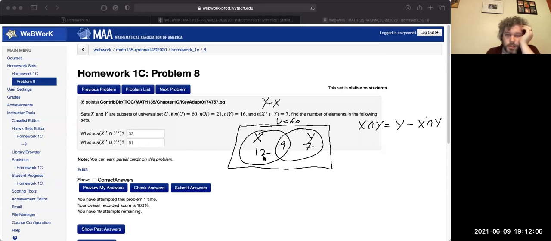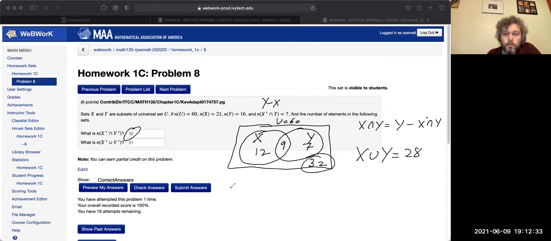And what else can I say? Well, I know 12, 9, and 7 add up to 28. X union Y equals 28. And if all of it equals 60, I could say that this equals 32. So there's my 32 is the outside right there.